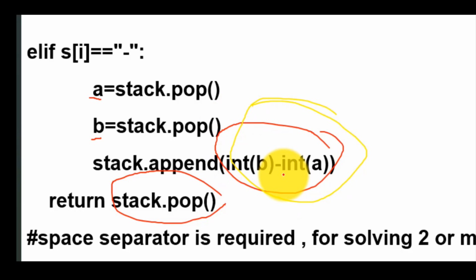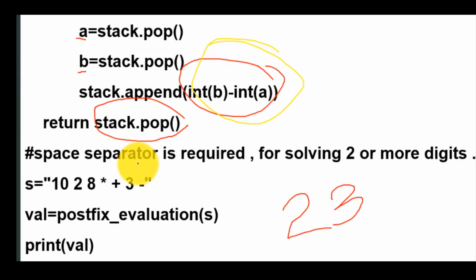Same process, you're going to pop the operand values of A and B. You can assign any variable name here anyway. And if it is none of the choices, then it will return stack pop, so we'll try to remove it. It's also important to consider here the space operator, so we can solve for two or more digits. So we have here an example.